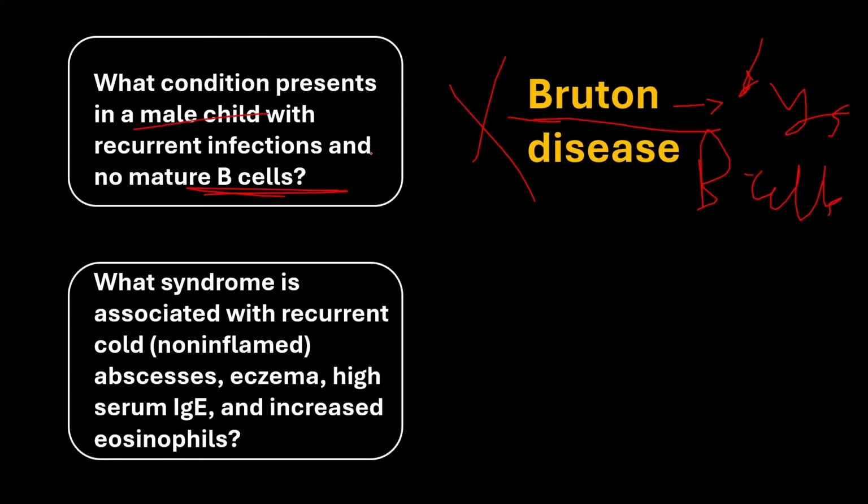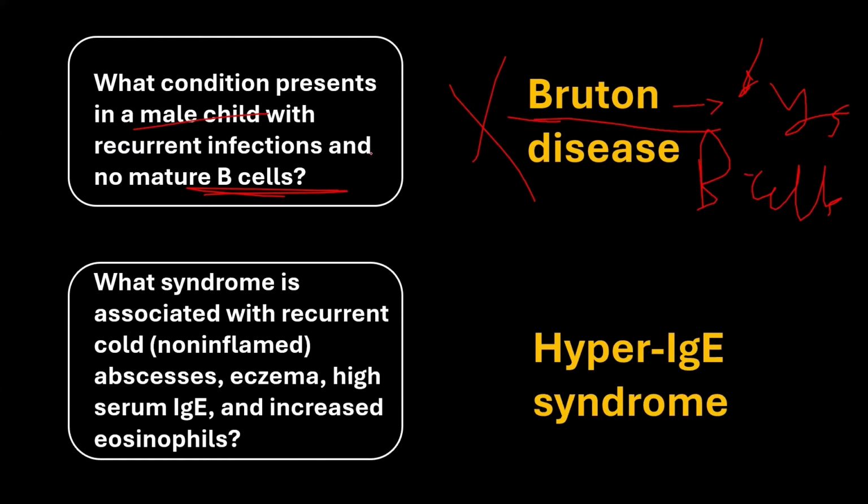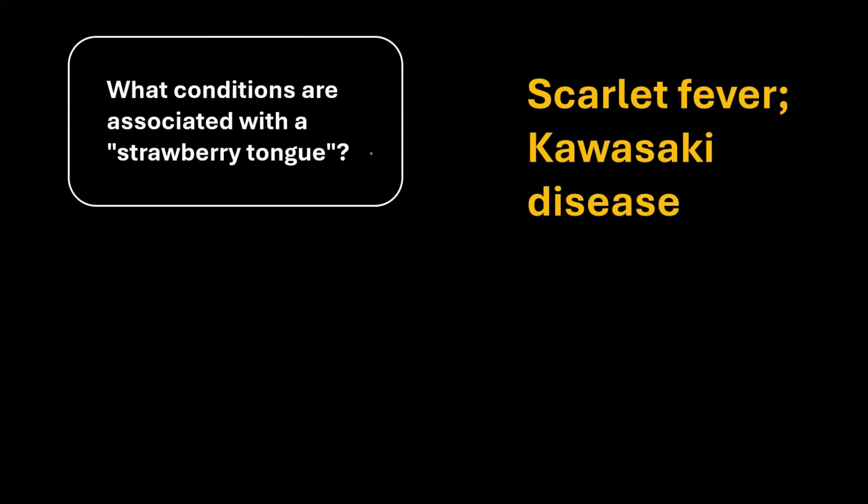Yep, used to be called Job syndrome, but hyper IgE syndrome is what you'll see on the exam. So now, what are the high yield conditions associated with the strawberry tongue? Think pediatrics here. Good. One of them is Kawasaki disease. There's one other one. Yeah, associated with pyogenes, scarlet fever.